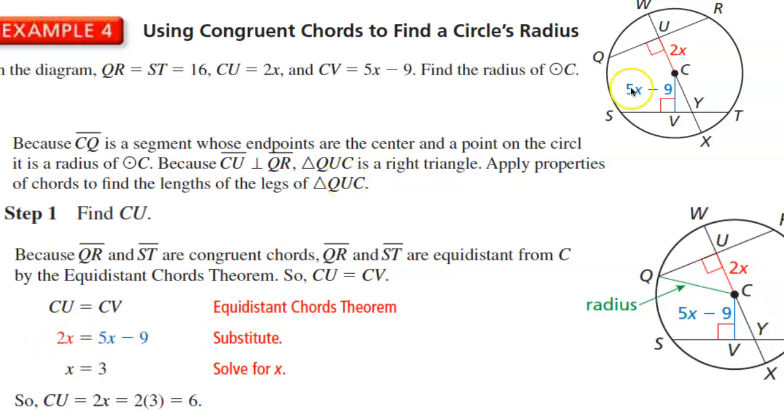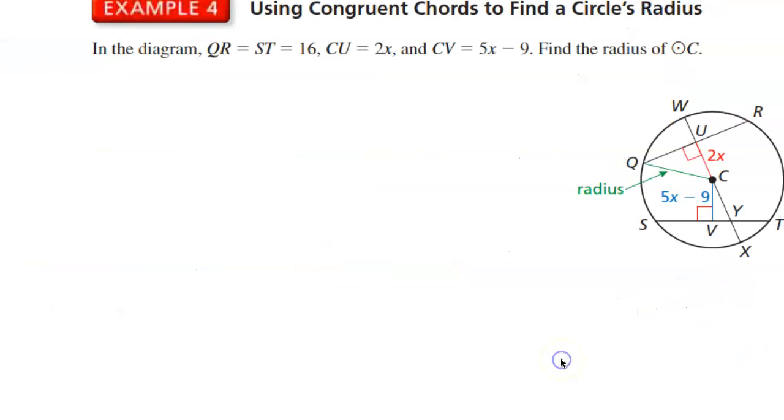So if x is 3, imagine we put a 3 here, and 2 times 3 is 6. So now CU would be 6, QU is 8, and we can solve for the hypotenuse by doing Pythagorean theorem, which I'm now going to go through on the next slide.